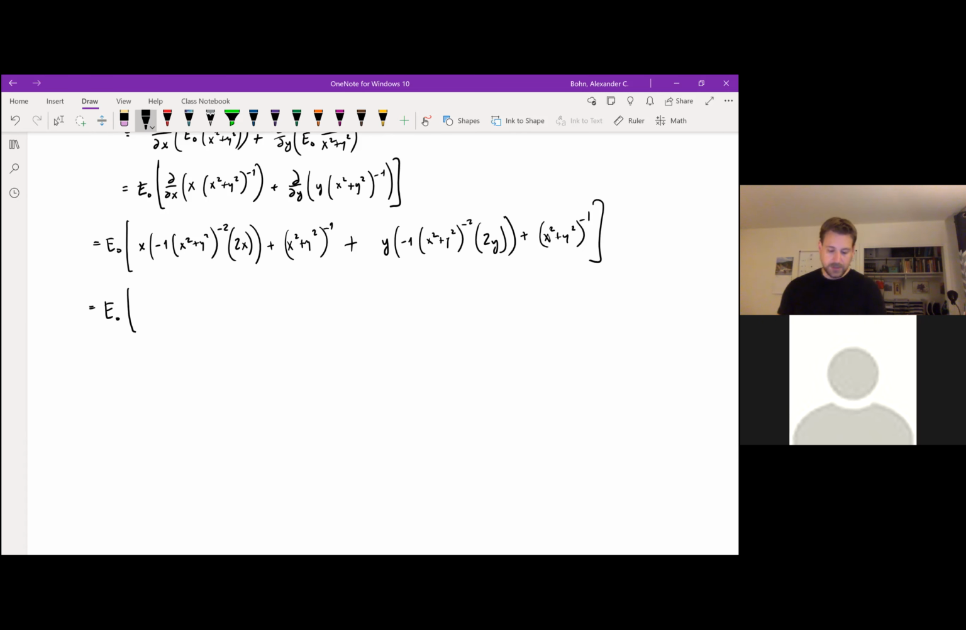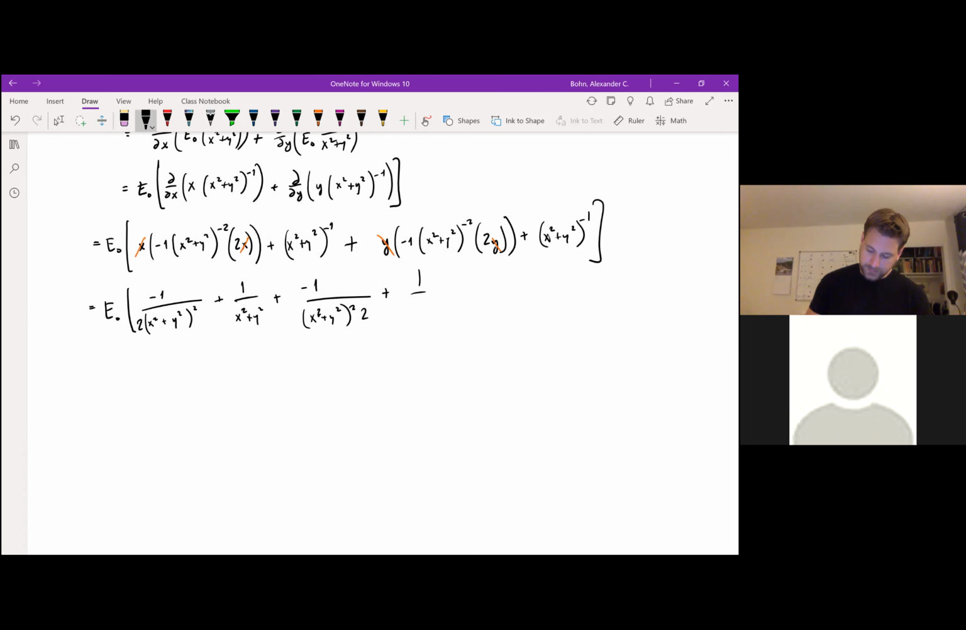So in the first term, the x's cancel. And let's see, so we got x, x, and then in the other, I guess the third term will have y canceling y. So we have negative 1 over x squared plus y squared, plus negative 1 over x squared plus y squared squared, 2, plus 1 over x squared plus y squared.